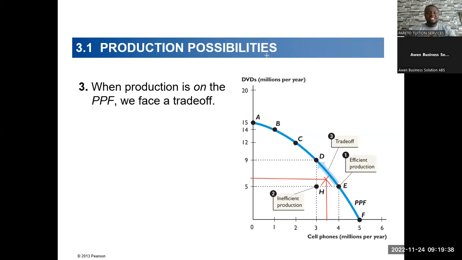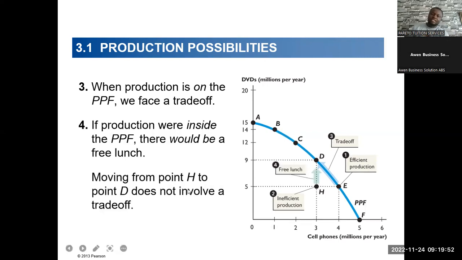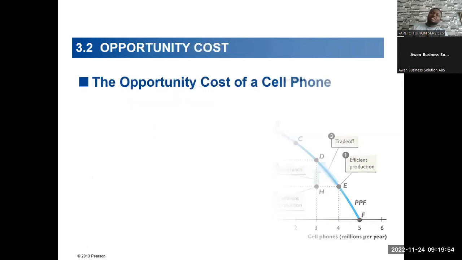So these are the features that the PPF shows us: attainable and unattainable combinations, production efficiency and inefficiency, and trade-offs and free lunches. All right, any question?